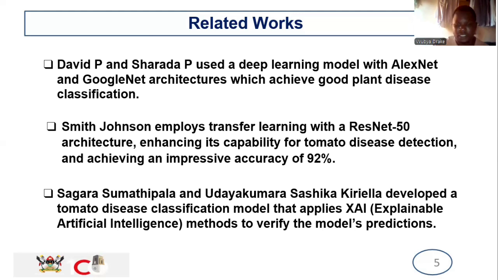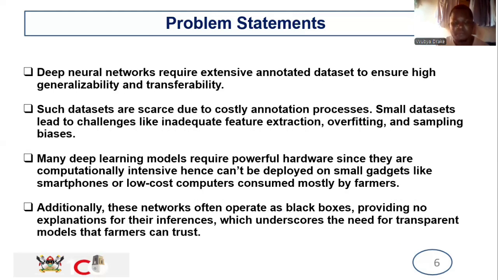impressive accuracy. However, as these models are used, the problem is that they require extensive annotated datasets to ensure generalizability and transferability. And such datasets are scarce due to costly annotation processes. And the use of small datasets leads to challenges like inadequate feature extraction, overfitting, and sampling biases.